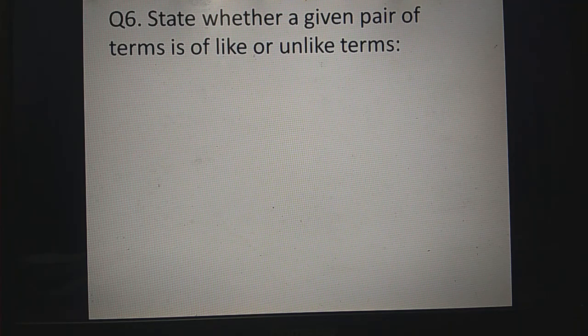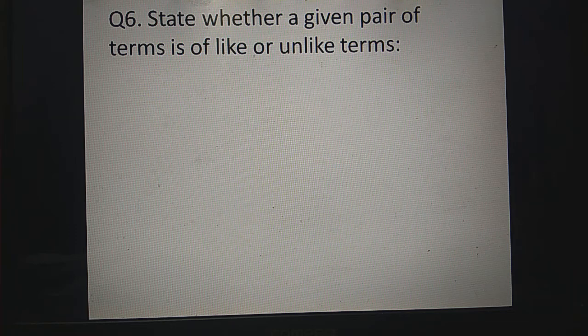Moving to question number 6. State whether a given pair of terms is of like or unlike terms. You have to check the pair whether it is like or unlike. While checking for like terms, you will check only the variable. You don't have to check the value of the numerical coefficient.